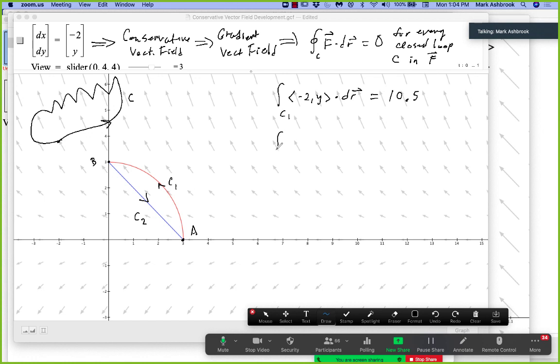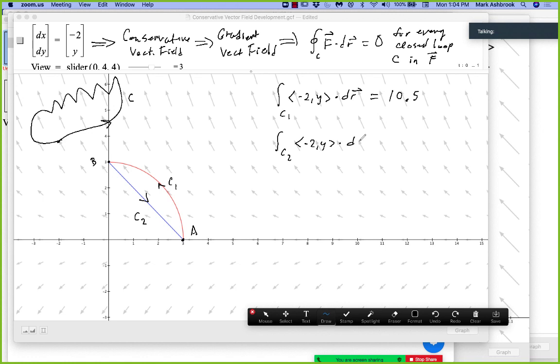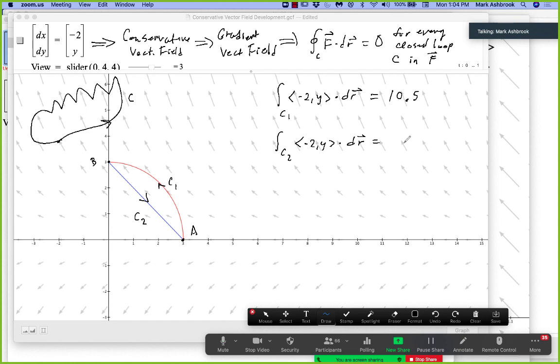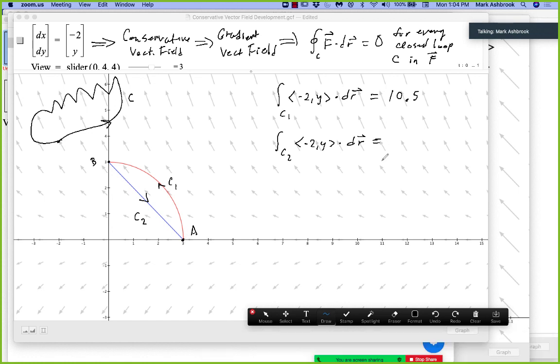Now I'm going to do the line integral over C2 in the same vector field, which starts at B and takes the straight line segment back to A. And we want to find that value. Okay, I'm done.